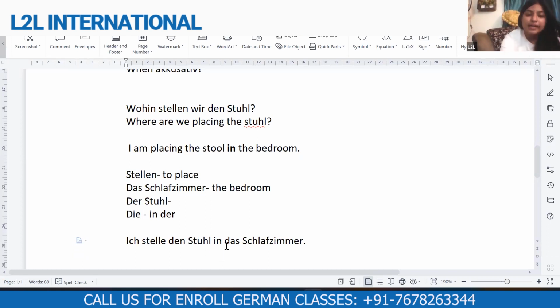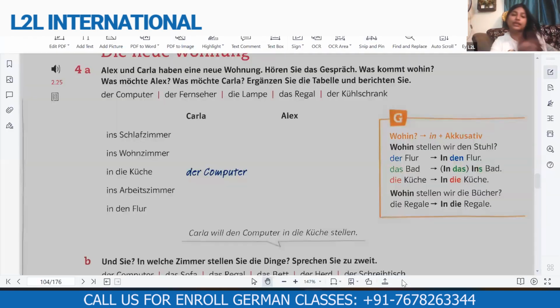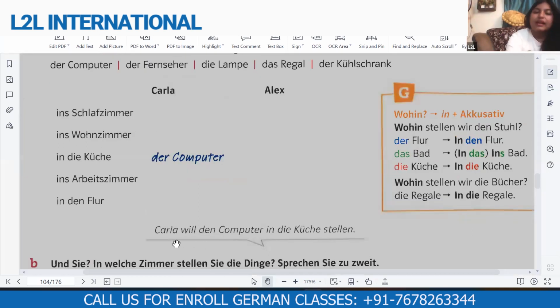Here we can see that with in, we are not changing the article because we are using in accusative. Why are we using in accusative? Because we are using the verb stellen, which shows a movement, that we are placing the stool in the bedroom. We will talk about all the things that Kalra and Alex are placing. Now let's talk about the computer. You have to make one sentence like this. Kalra wants to place the computer, so the accusative article will come into work.